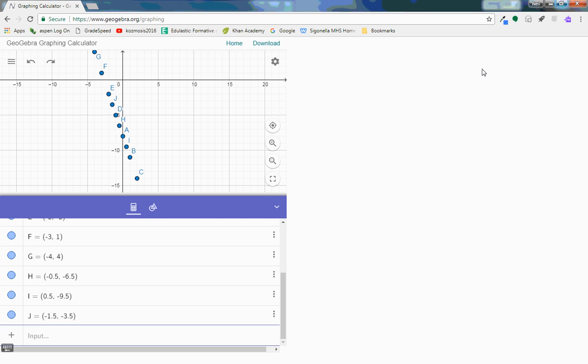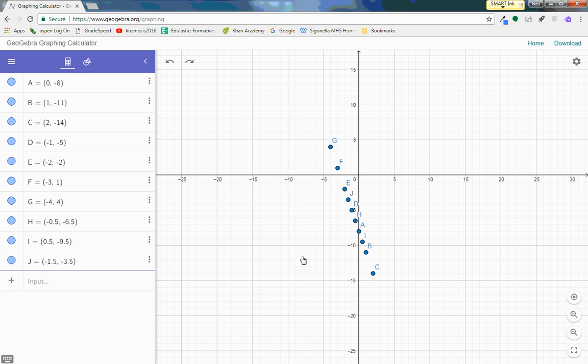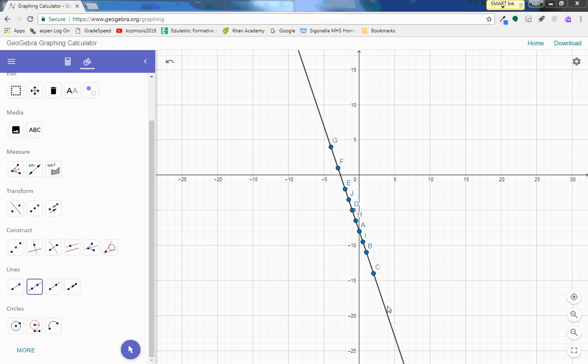So if I maximize this, we can get a better feel as to what's going on there. All right, so there's all my points. And if I drew a straight line from G to C, okay, so I drew a line on here, and as you can see, every single point we chose is on that straight line.